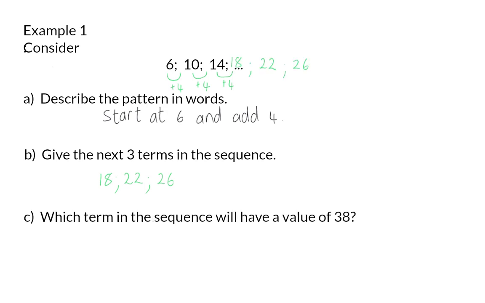Question C. Which term in the sequence will have a value of 38? So here we want the position of a specific term, and we have already determined the values of the first 6 terms. The 7th term will now be 30, the 8th term will be 34, and the 9th term will have a value of 38. So our answer will be the 9th term will have a value of 38.